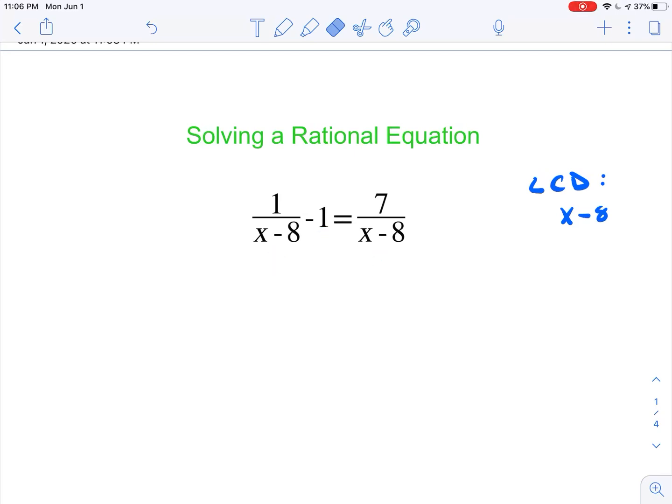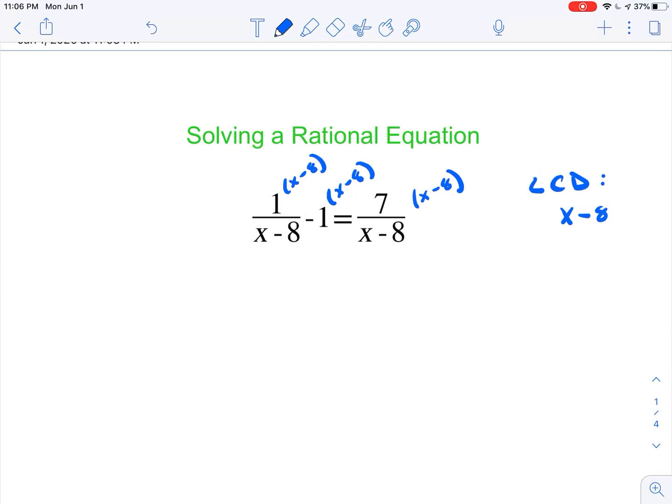Okay, so what I'm going to do is multiply every single term in this equation by my least common denominator. So I multiply this by x minus 8. I multiply this one by x minus 8. And I multiply this fraction by x minus 8.